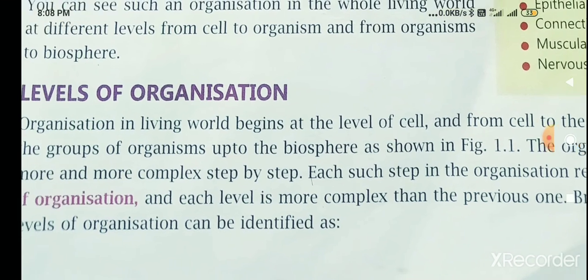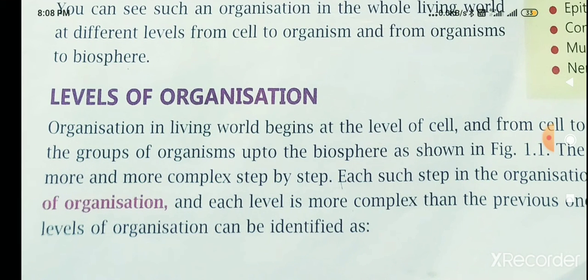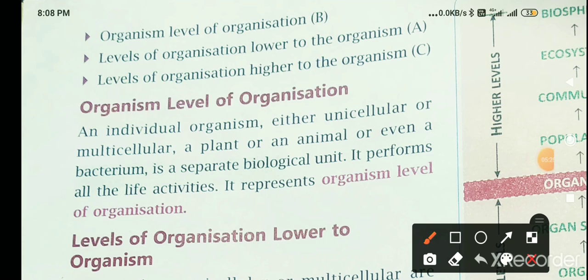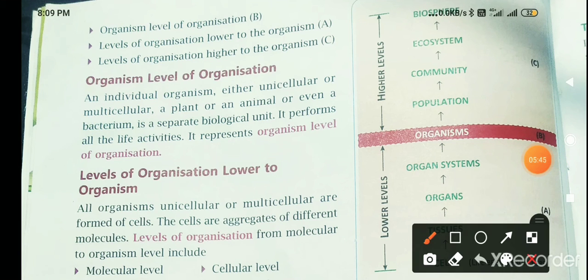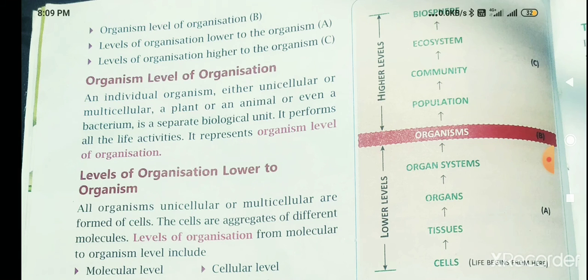Broadly, three major levels of organization can be identified: A, levels of organization lower than the organism; B, the organism level; and C, levels of organization higher than the organism, which you can see in the chart. In the chart you can see the biosphere, ecosystem, community, populations, and organisms, then organ system, organs, tissues, cells. They are the lower levels, and the higher levels are populations, community, ecosystem, biosphere.